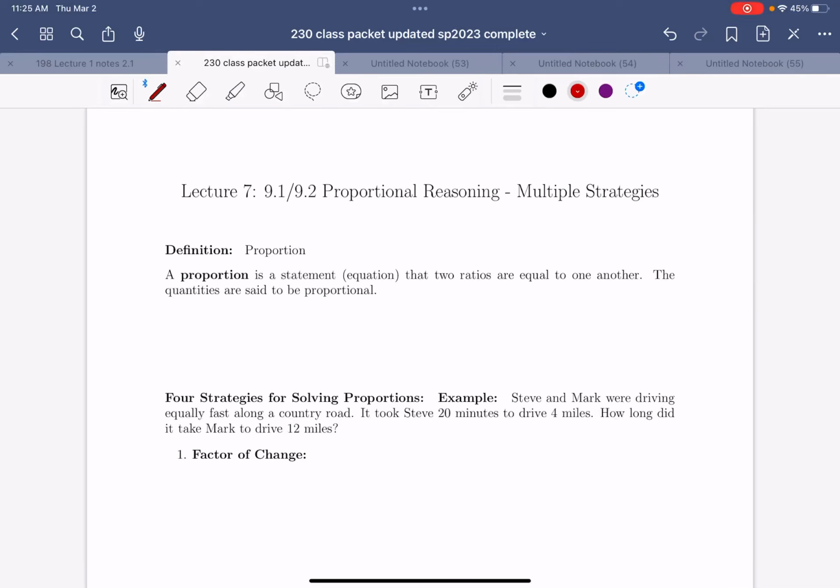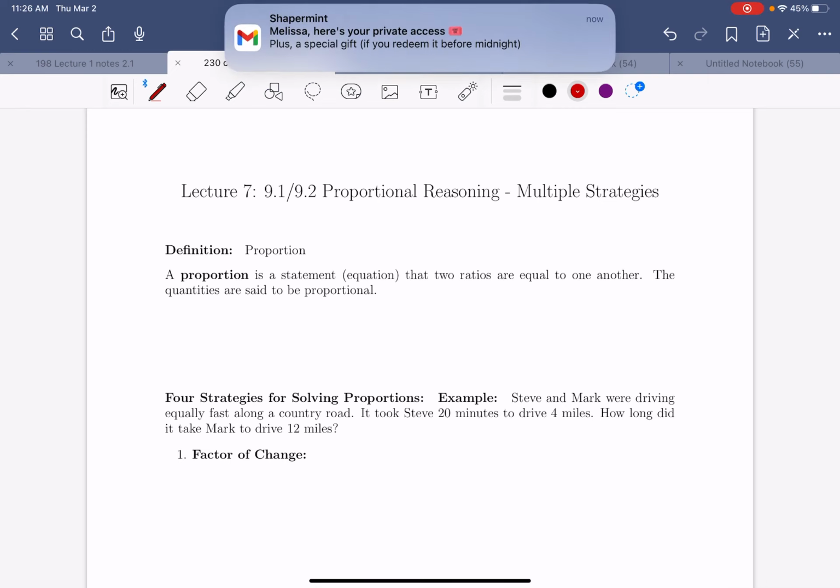We're going to be in sections 9.1 and 9.2, and we're going to talk about proportional reasoning and looking at more than one strategy. Proportional reasoning is really what we were doing when we used our boxes to answer questions. When we set up our boxes and then said, what if this total number is 24, and we figured out what the pieces were, that was using proportional reasoning.